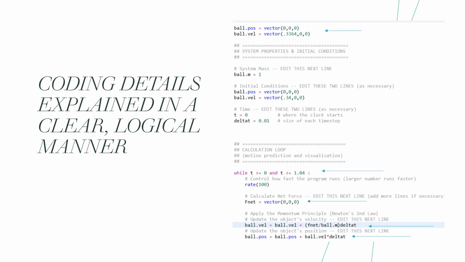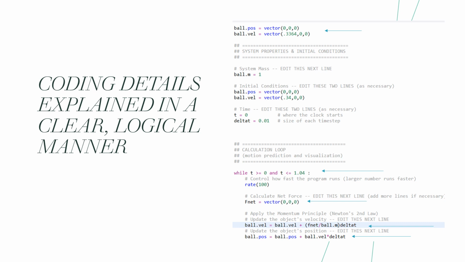Coding details explained in a clear, logical manner as requested. So the ball velocity is equal to that 0.3364 meters per second because I took the first two frames of recording and I took the average velocity during that time. And since velocity should be the same throughout the whole interval, I chose that for the ball velocity throughout this whole time. And then that was the first arrow. So the second arrow is just the time. It starts at 0, ends at 1.04 seconds. It's just the interval that I chose.